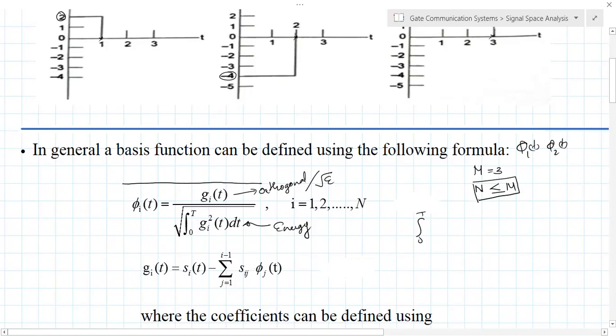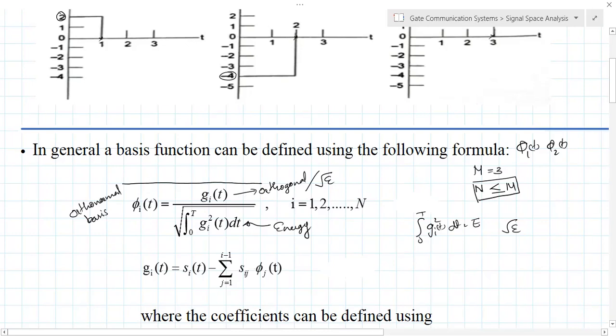Here we can say that is energy. So this equation is the root of the integral from 0 to T of g_i(t) whole squared dt. The term g_i(t) squared dt indicates the energy of the signal, and you take the root of the energy. So that is this particular equation, and then we get the orthonormal basis function. This is a general formula, and if there are n orthonormal functions, you substitute i equal to 1 to n.